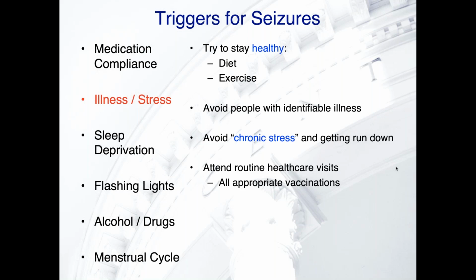Now, as much as you can, it's good to avoid chronic stress and getting run down. I remember when I was in college, at the end of every semester, right around finals time, I would really sleep horribly, I would eat horribly, I would stop working out, and I would get incredibly run down. And I would almost always get a cold around that time. Sometimes just being run down with those sorts of chronic or acute stressors can be enough to bring on a seizure. I also encourage everybody to make sure that they routinely see a healthcare provider for primary care and that they accept all appropriate vaccinations for their age.